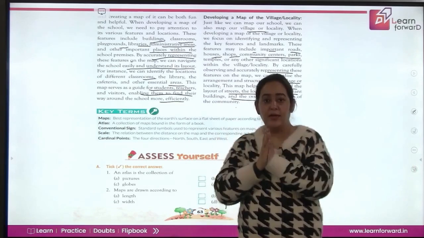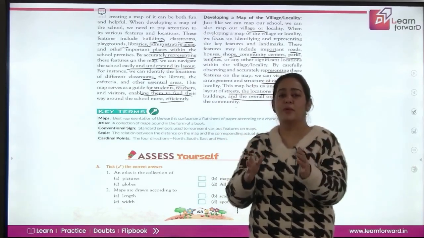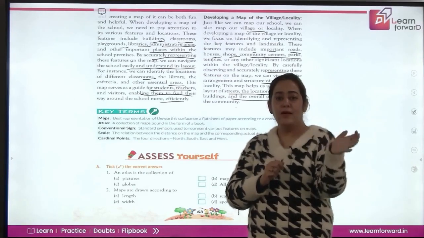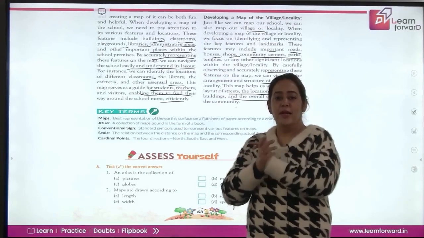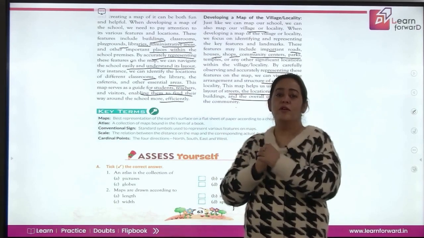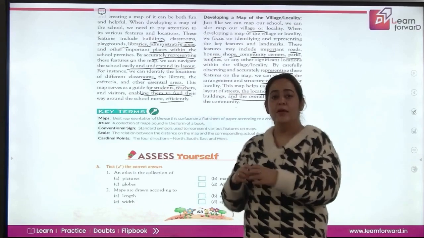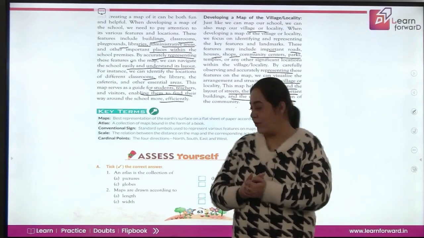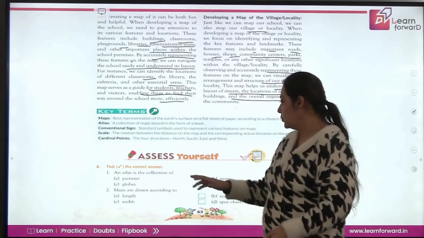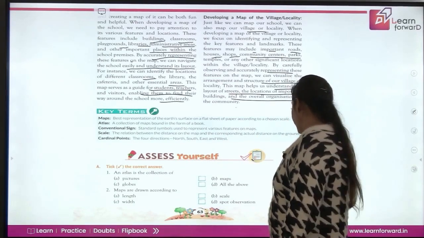Now it is fun. Once you're done with the exercise and you go back, or if you have a free period, sit down right away, make a map of your school or your locality, and you will find that it's really fun, noting all the information and utilizing all the information that you've grabbed in this chapter and doing it yourself, right? Let's come to assess yourself, take the correct answers. An atlas is a collection of maps.